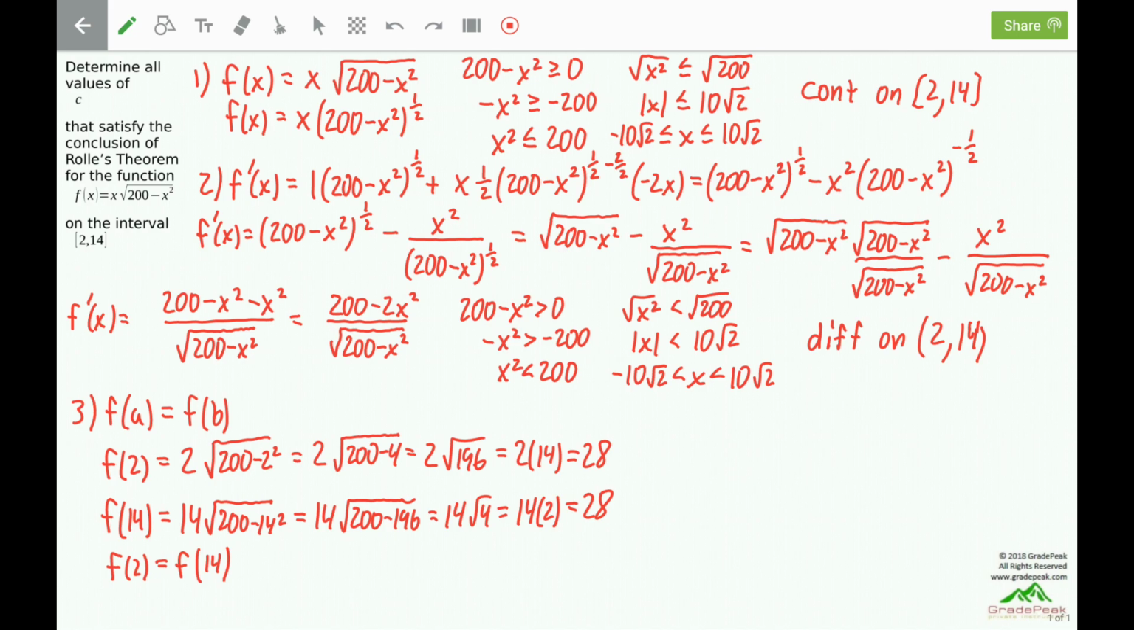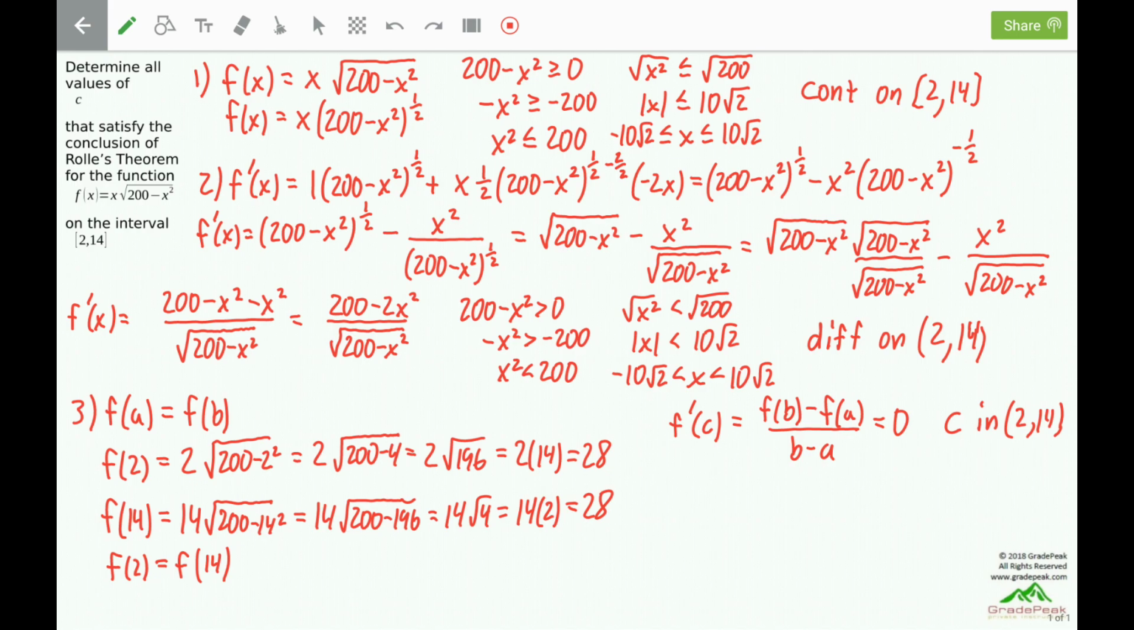All 3 conditions hold true. Rolle's theorem does apply here. For the mean value theorem, the derivative evaluated at some value c, the slope of the tangent line at some value c, equals the slope of the secant line connecting the two endpoints, f of b minus f of a over b minus a. For Rolle's theorem, f of a and f of b are the same, so this subtraction is equal to 0 due to the third condition. So Rolle's theorem says the slope of the tangent line at some value c equals 0, where c will be in the open interval 2 to 14.